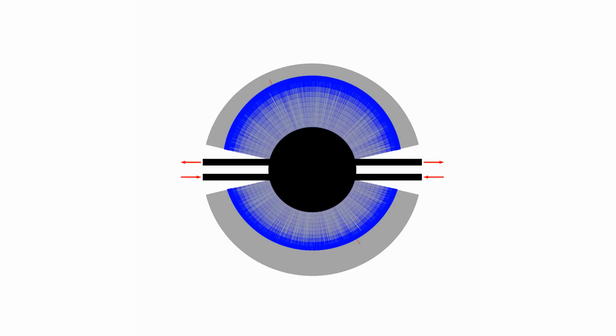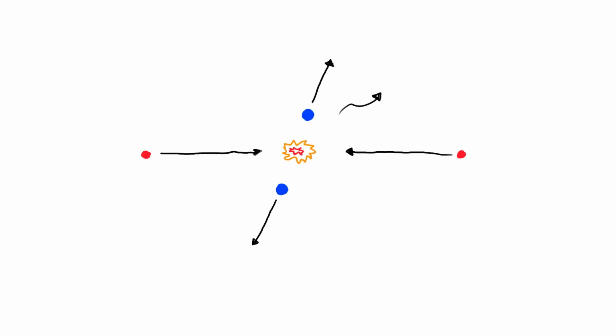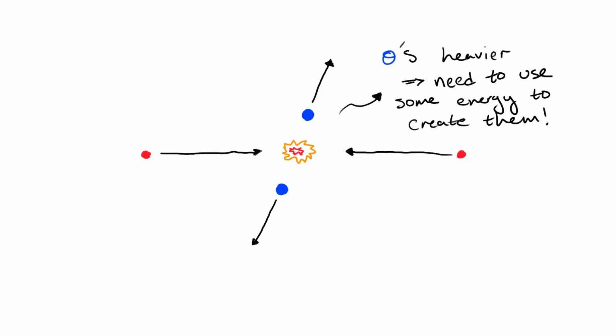Now this simulation is accounting for the 4 different processes shown in the previous plot, and we can actually see the way that the interactions separate out based on how they share the initial state energy. The lighter, red phi particles penetrate deeper into the detector than the blue theta particles, when pair produced, since some of the spatial momentum of the initial state phi's has to be used to create the much more massive thetas.